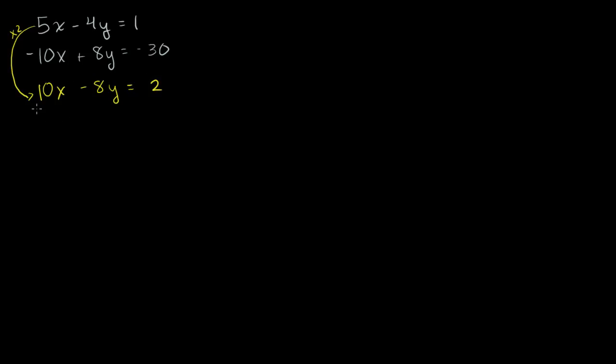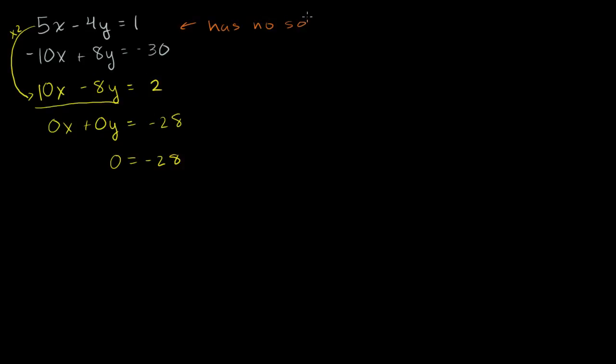And then if we add the left-hand sides, we get 0x plus 0y is equal to negative 28. So we essentially get 0 is equal to negative 28. That's crazy. We know that that's not true. This can never be true. We're getting an inconsistent statement. We're getting a weirdo statement. And that's because this has no solution.